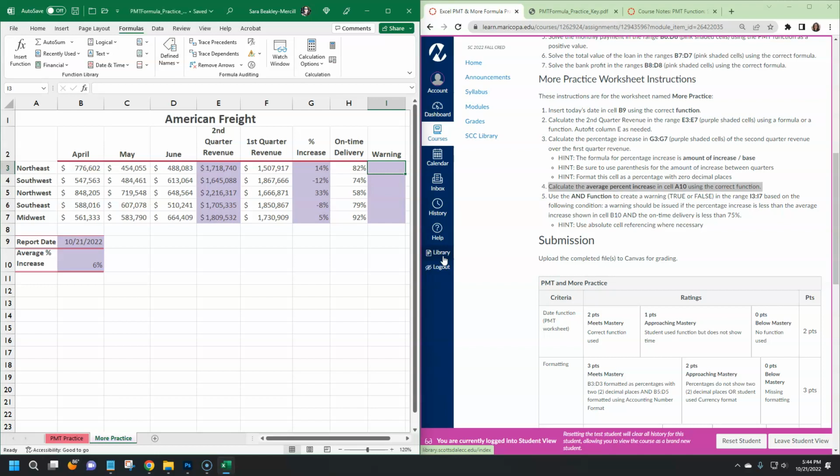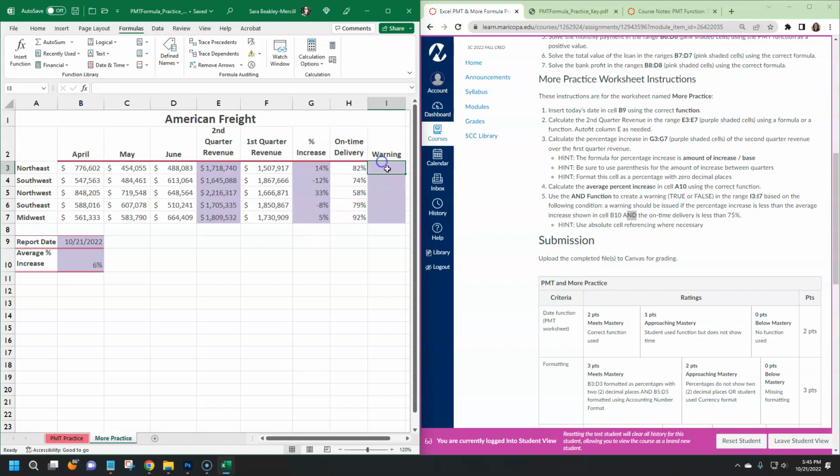The last one is a warning. So this one says, use the AND function, it's actually called AND, to create a warning. We want either the word true or false to appear in column I, based on the following condition. A warning should be issued if the percentage increase, that's this amount right here, is less than the average increase, that's this amount here, and, that's why I put AND in capitals, the on-time delivery, that's this guy, is less than 75%. So we're actually going to be testing two things.